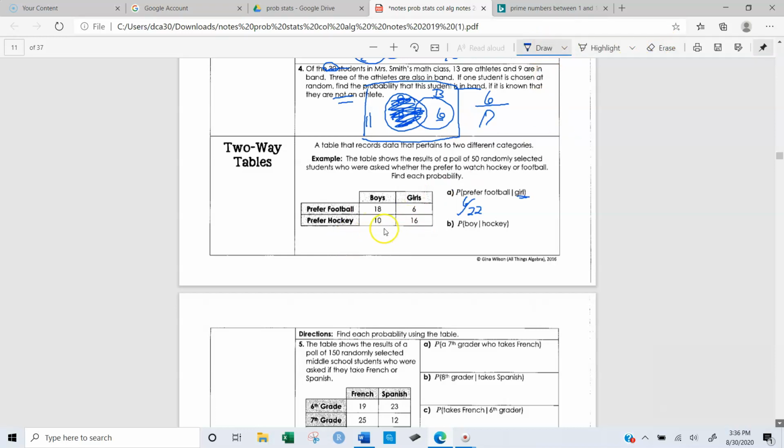Here we go. We have hockey now as my given that. So this is the section we care about. There are 26 people who like hockey. So out of my hockey, how many are boys? And I have 10. So it's 10 out of 26, which reduces down to 5 out of 13. All right, let's go here.